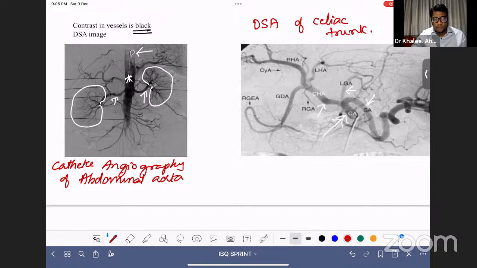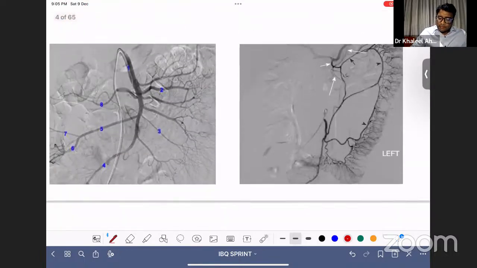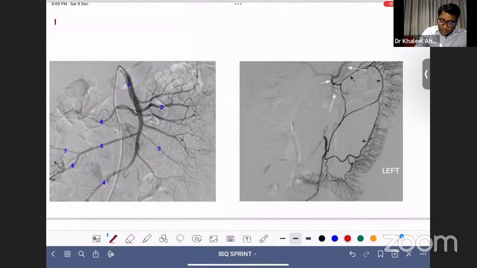The tortuous vessel going towards the spleen, that is the splenic artery. This is digital subtraction angiography. Again, the contrast inside the vessels is black. So this is digital subtraction angiography. Of which vessel is this? Now, what do you think it is? Superior mesenteric artery, abdominal aorta, inferior mesenteric artery.